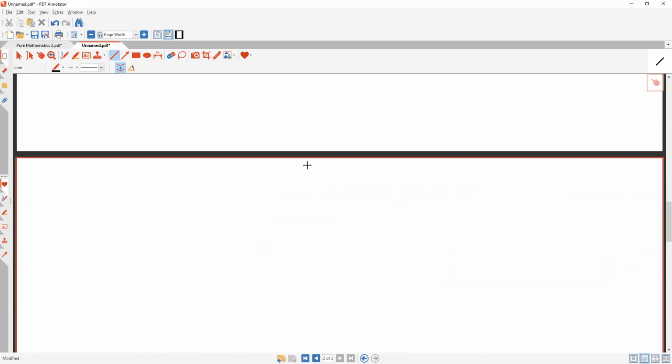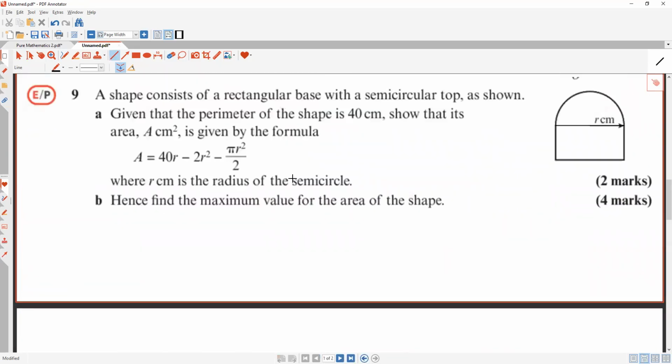Okay, chalo. Now a shape consists of a rectangular base with a semicircular top as shown.